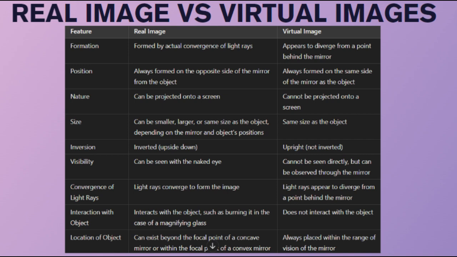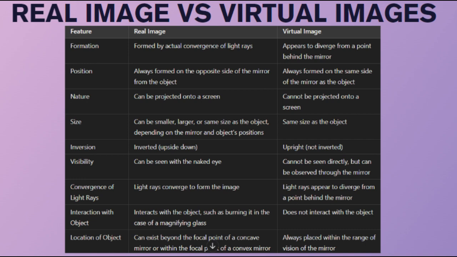However, they can be observed through the mirror and appear to be as if they were behind the mirror. Convergence of light rays. In real images, light rays converge to form the image. This convergence is essential for the image to be projected and viewed. In virtual images, light rays appear to diverge from a point behind the mirror. While they appear to diverge, they do not actually converge to form an image.